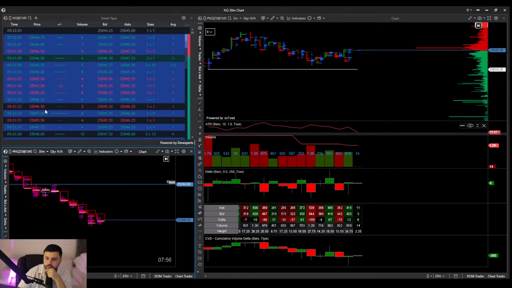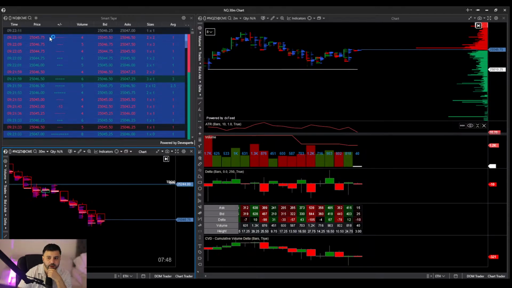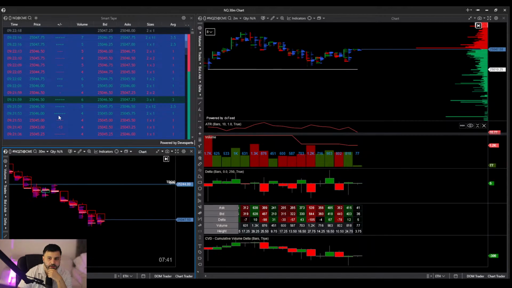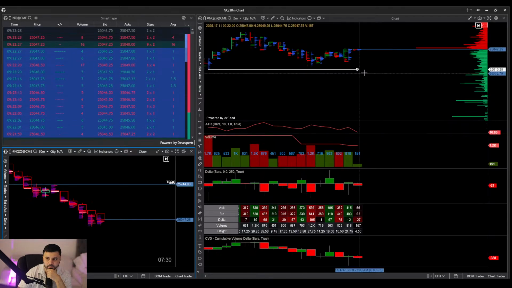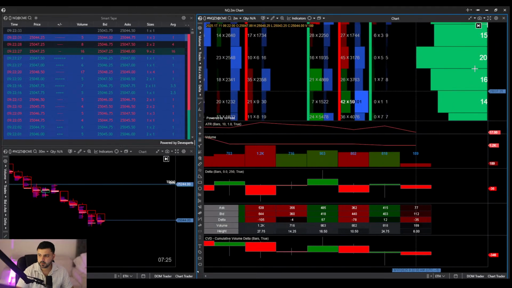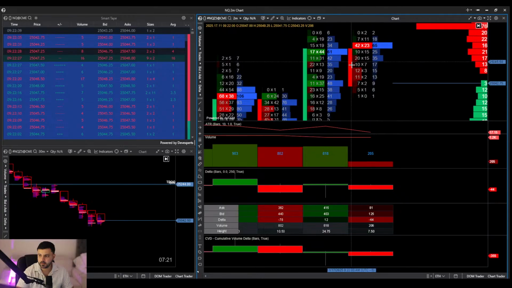This top left screen that you see, this is the tape. When I refer to the tape, this is the time and sales. So every order that hits the ask or hits the bid gets displayed here. You can see the volume, that's the amount of contracts. Look at that, 17. Somebody hit aggressive shorts, 17 contracts. You can see that even on this side. Look, if I zoom in, you can see it in the candles itself. You see that? 20 right there.